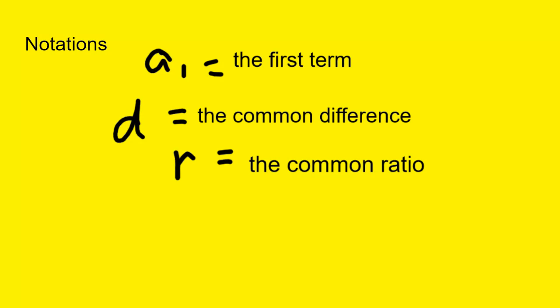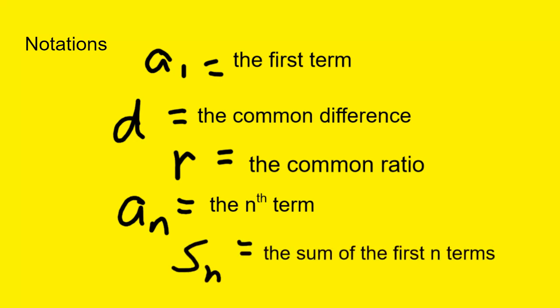You can find D by taking the second term minus the first term. You can find R by taking the second term divided by the first term. These also need to be equal to D being the third term minus the second, or R being the third term divided by the second. A sub n is going to represent the nth term in a sequence, and S sub n is going to represent the sum of the first n terms.